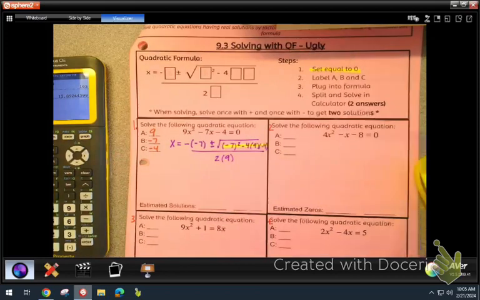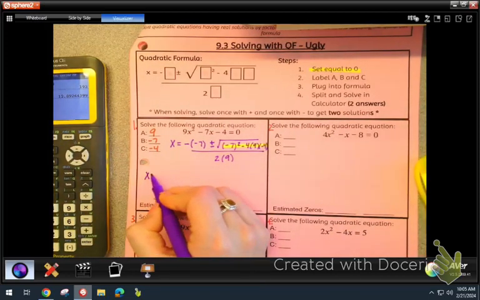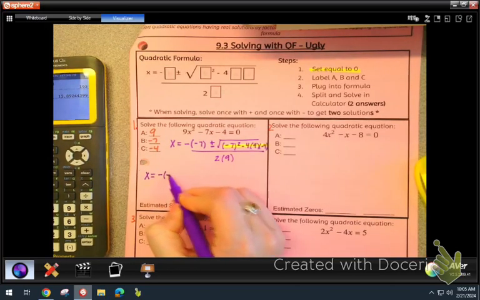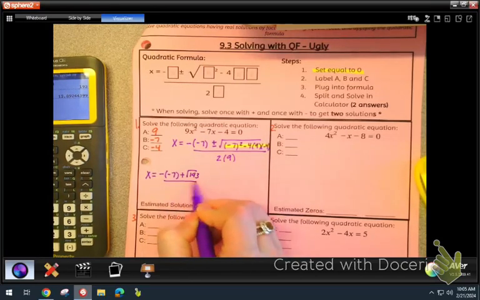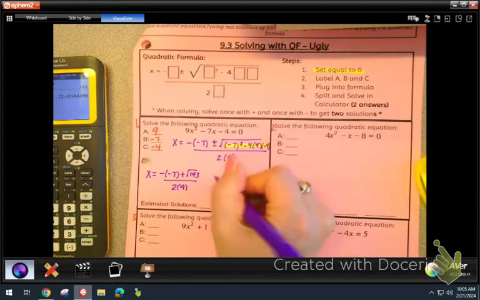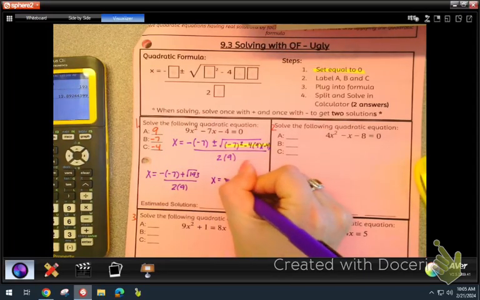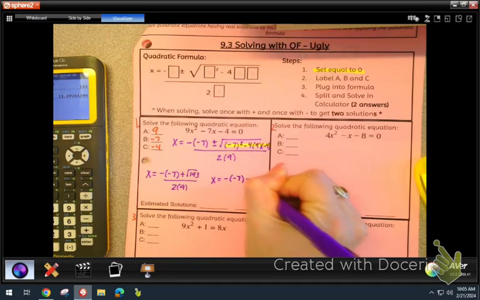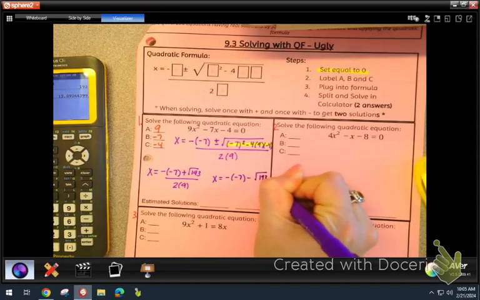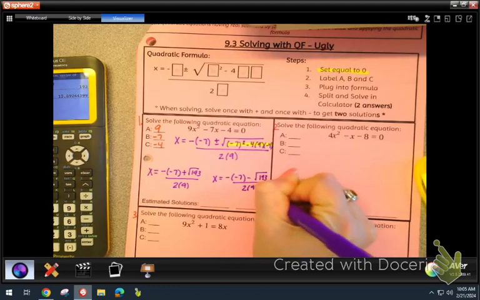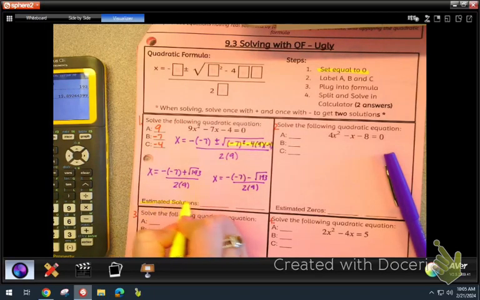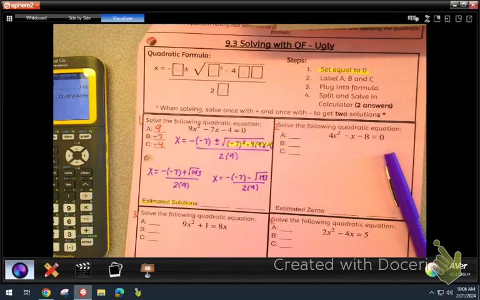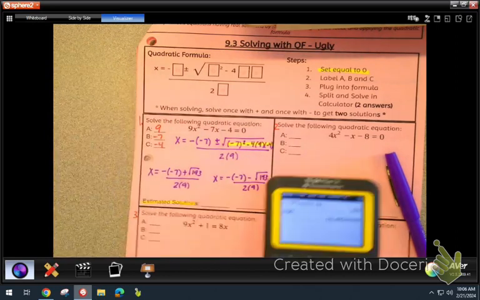So I'm going to do this exact same thing that I did on the other page. I'm going to separate this now. X is going to be equal to -7 plus square root of 193 all over 2 times 9. That's one solution. The other one's going to be negative 7 minus square root of 193 all over 2 times 9. Do you see how it says estimated solutions right here? That's kind of a giveaway that we're going to have to round. We should be getting decimals.